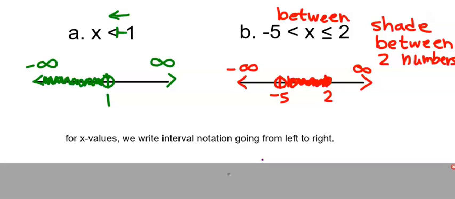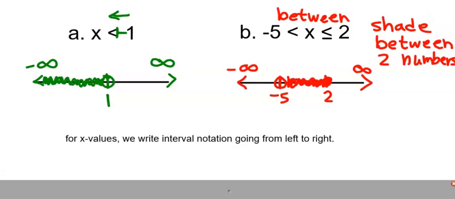So if we take a look at our first one here, going from left to right on A, the left side is over here on this side, because it's going on forever and ever. We're shaded. That means we're starting with negative infinity. So on the left side is negative infinity. We're going to come all the way across here to where it stops, and that's at 1.